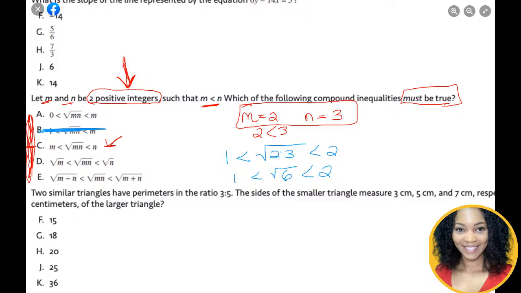D, just checking it, we have the square root of 2 less than the square root of 6 less than the square root of 3. Let's check this. So we know this one is 2.4.